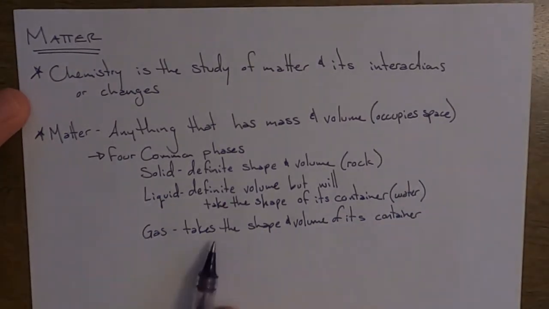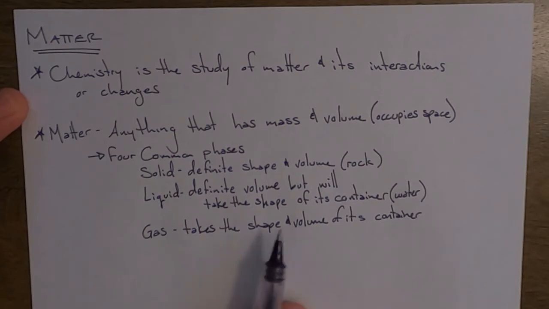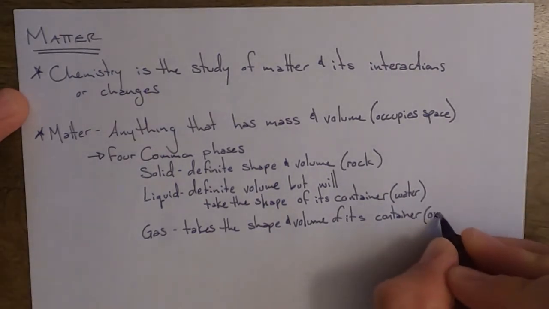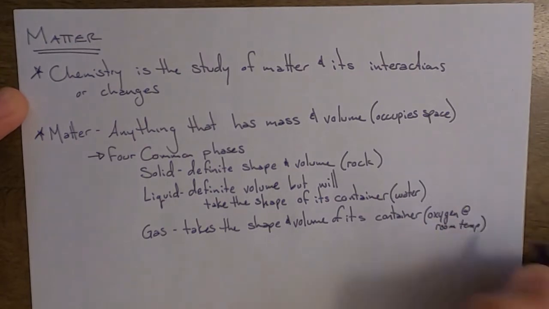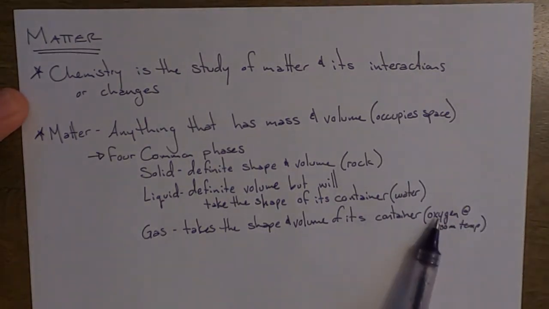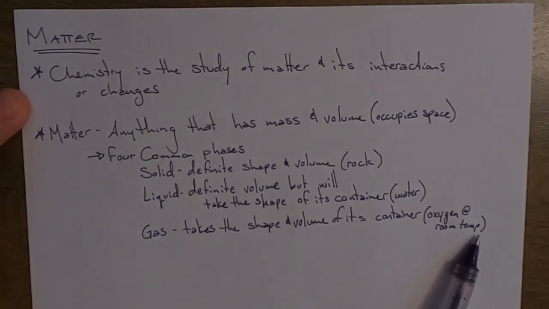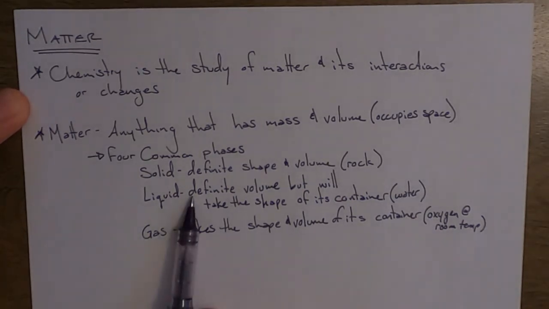A gas has no definite volume, meaning it can take up different amounts of space, and it has no definite shape. It will really spread out so that it takes up the space and the shape of whatever container it's in. And I have to specify that oxygen gas is only a gas at room temperature. There are temperatures where it could get so low that it would turn into a liquid.